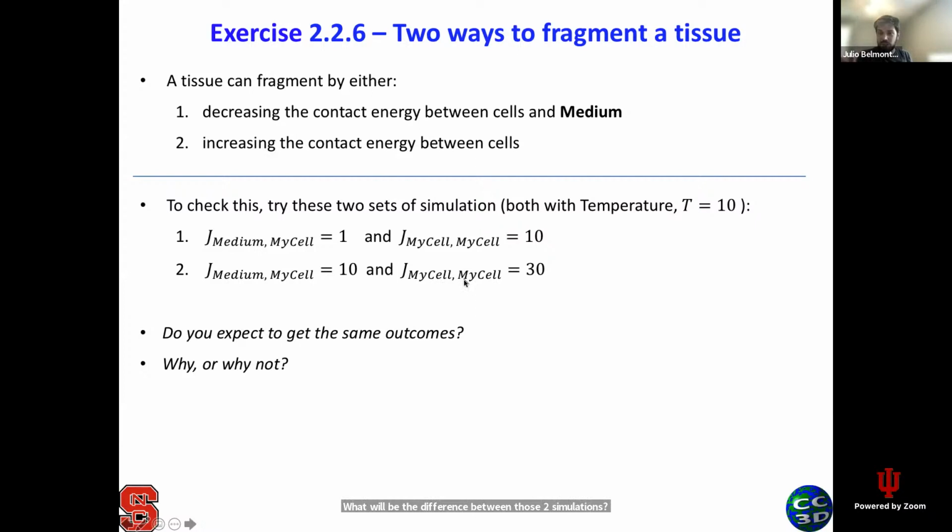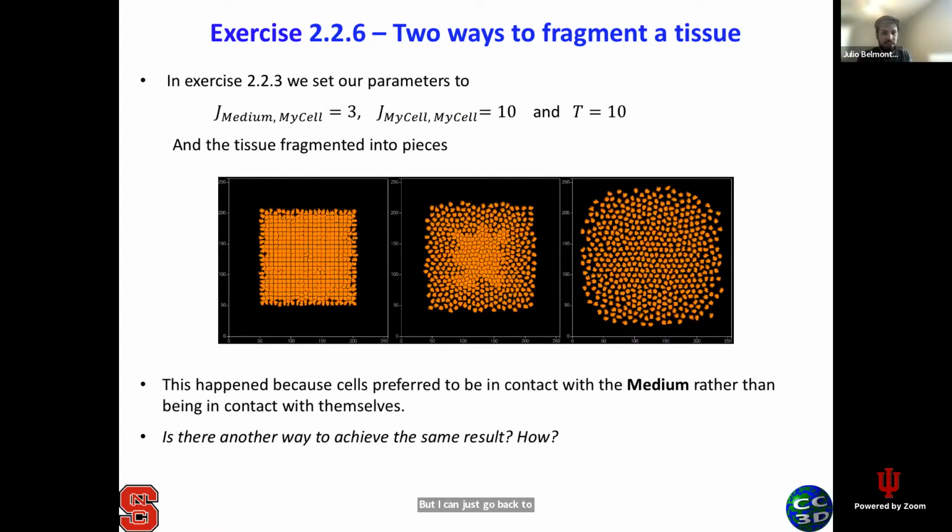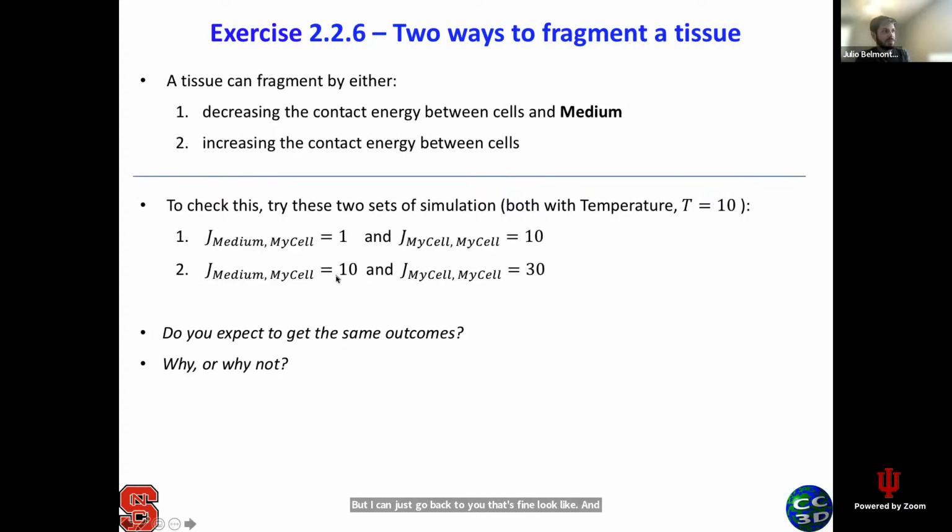Yes, you keep the lambda value of the volume of the cells the same. The temperature is still 10 for those. So set temperature 10. You can run this one again if you want to remind yourself how it looked. But I can just go back here. That's how it looked. And then set this back to 10, and now increase the energy between cells. If you do that, what do you expect to happen? Will you get the same result, or will the results be different?